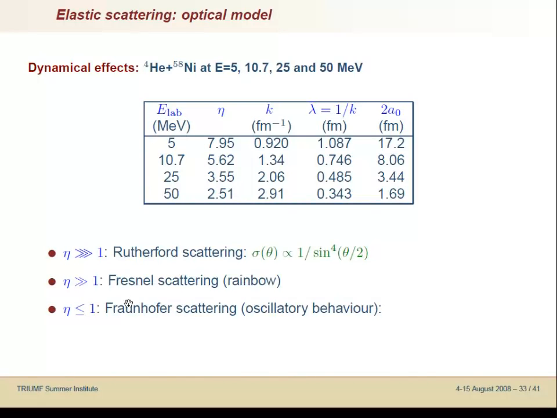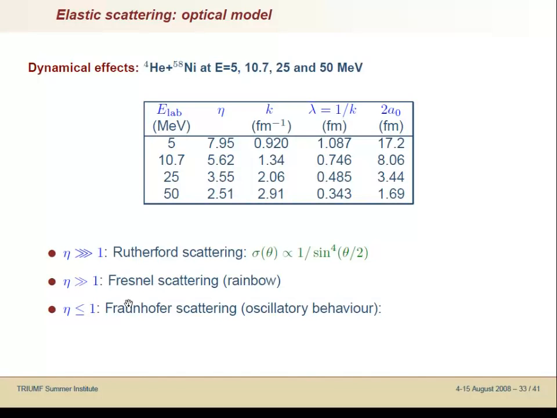This is clearly beyond the range of the nuclear interaction. If we go back to the plot of the nuclear potential, it goes to a few Fermi, but certainly it doesn't go to 17 Fermi. So in this situation, the projectile and the target will not feel the nuclear potential, either the real part or imaginary part. So we expect here to have a pure Rutherford scattering.